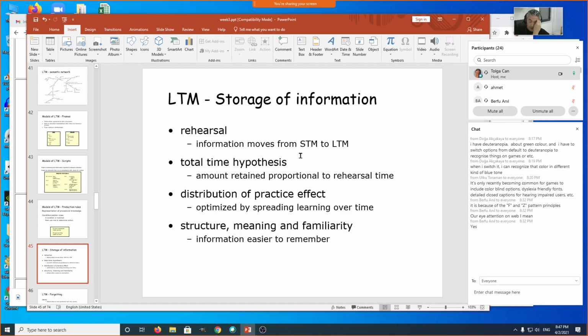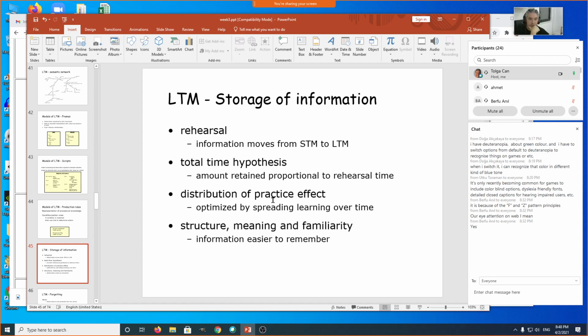And long-term memory is constructed. The information is stored with practice, by doing rehearsal. There is the total time hypothesis, saying that the amount of knowledge that is retained in our long-term memory is proportional to rehearsal time. If you rehearse something more, it's going to be retained more. For example, if you study this subject just before the midterm or final exam, then you may forget it easily after the semester ends.